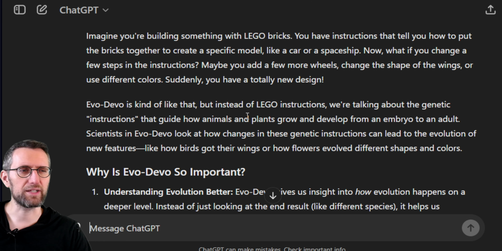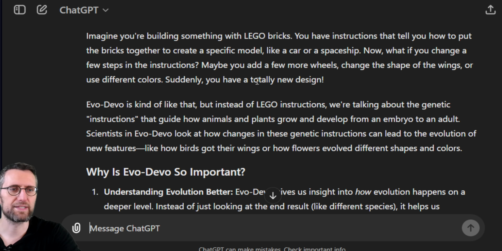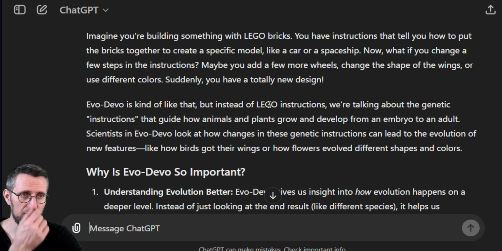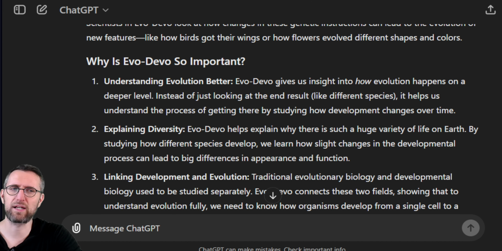Evo-devo is kind of like that, but instead of Lego instructions, we're talking about the genetic instructions that guide how animals and plants grow and develop from an embryo to an adult. Scientists in Evo-devo look at how changes in these genetic instructions can lead to the evolution of new features, like how birds got their wings or how flowers evolve different shapes and colors. And that's exactly the question: how can you suddenly have something that has wings and flies from something that does not have wings and flies, right?